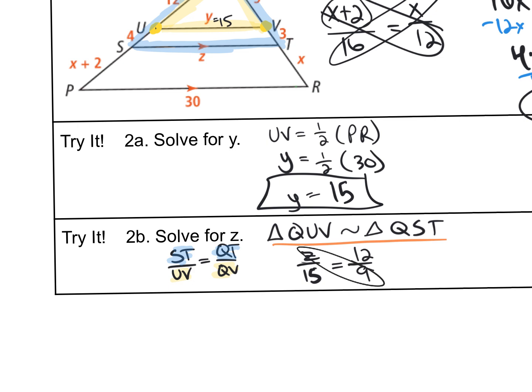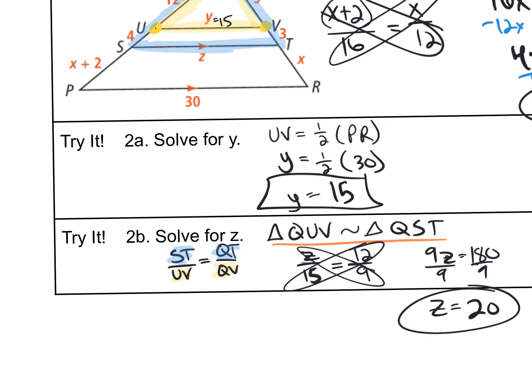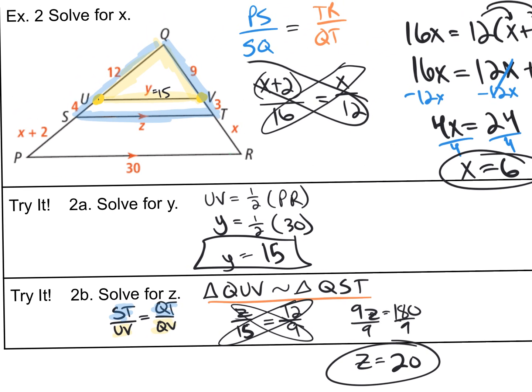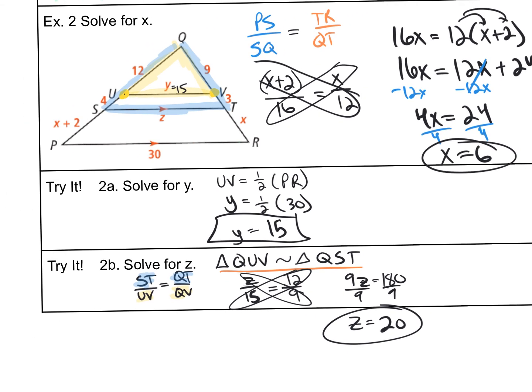Now you multiply across these diagonals. So 9 times Z gets you 9Z. Then you multiply across the other diagonal. So 12 times 15 ends up being 180. Then we just need to divide by 9 on both sides to get the distance of Z. In this case, Z would be equal to 20. So that's just going back to using your similarity theorems to set a proportion to solve for that last variable.